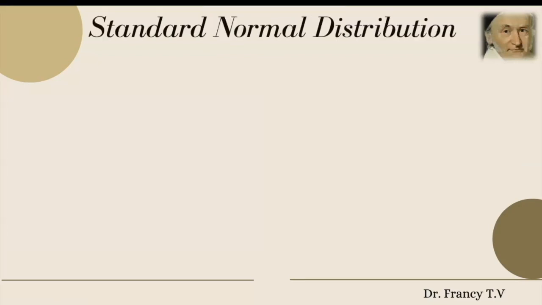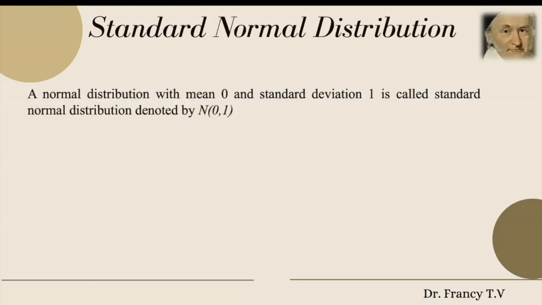Next, we are coming to standard normal distribution. Any normal distribution with mean 0 and standard deviation 1 is known as standard normal distribution and is denoted by N(0,1). The peculiarity of standard normal distribution is that any normal distribution can be transformed to standard normal distribution if you take the following transformation.